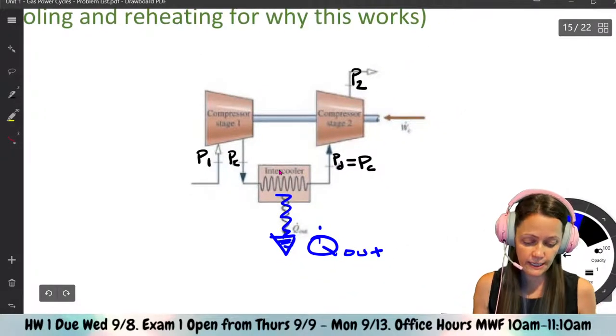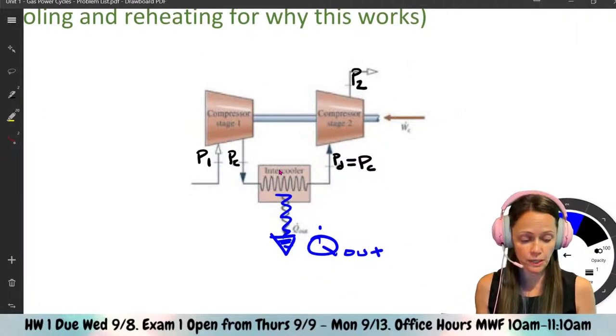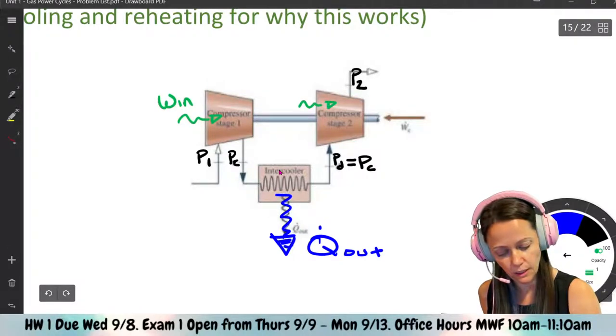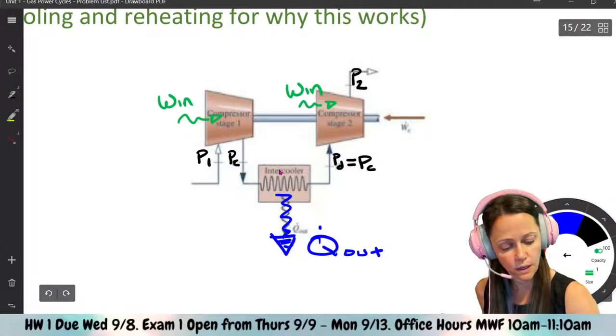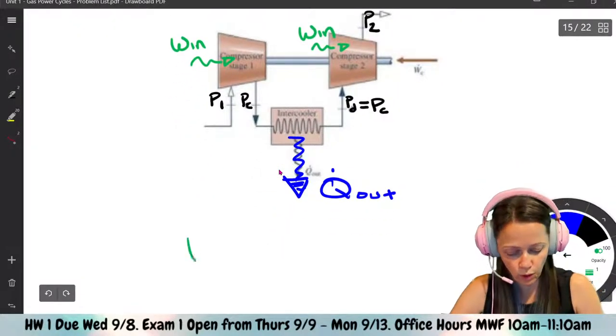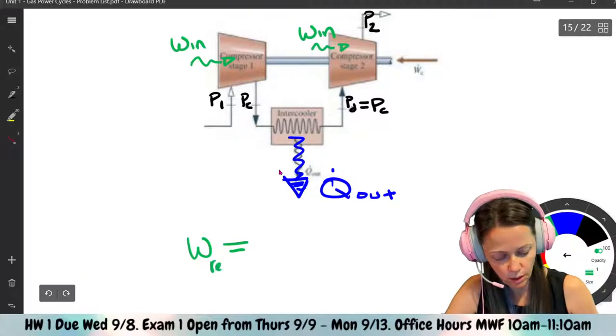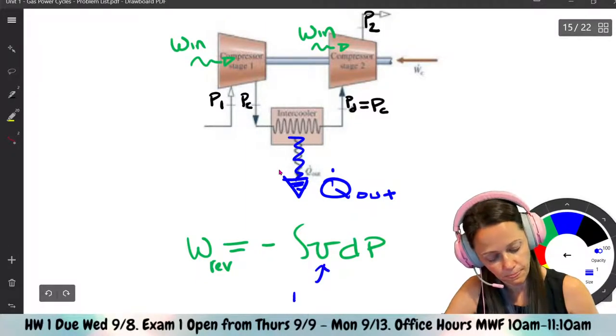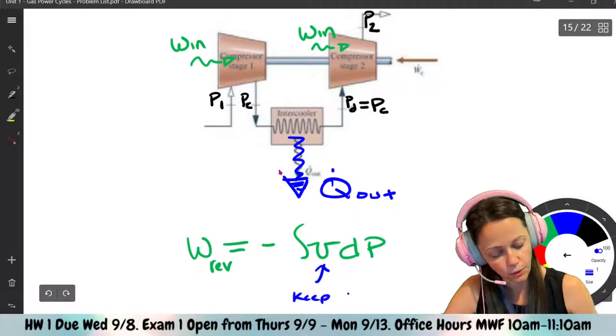We're going to minimize the amount of work that we have to put into this, right? Here's a work in, but we also have a work in here. And the overall reversible steady flow work, we keep this low.